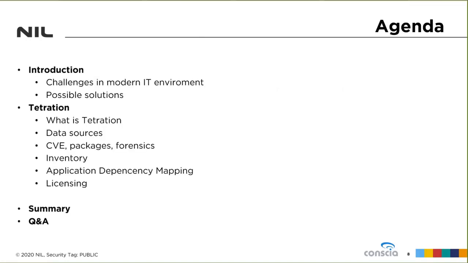So, today's agenda. At the beginning, we're going to talk about challenges in the modern IT environment and what the possible solutions are. Then we're going to dive into Tetration: what Tetration is, the data sources, what tools we have available in Tetration, and what we can do with inventory and application dependency mapping, which I think is the most important thing in Tetration. We're also going to talk about licensing, and at the end you will be able to ask us questions and we will be happy to answer them.